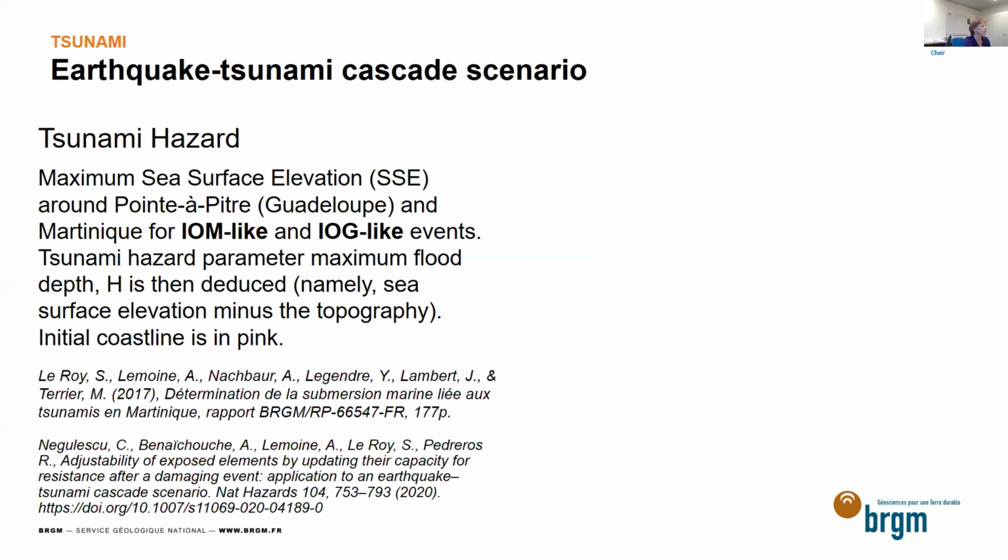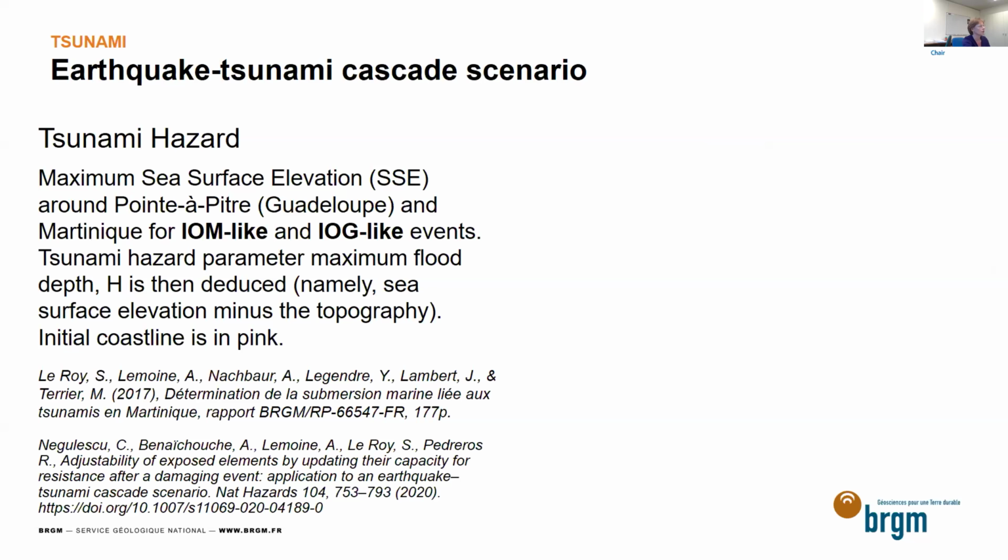For the tsunami hazard, our colleagues who are working on generation and propagation of tsunami provided us the maximum sea surface elevation around Pointe-à-Pitre in Guadeloupe for both events. And for the tsunami hazard parameter, we use the maximum flood depth. In order to have this parameter, we take the surface elevation minus the topography. Now here we have the pink line that is related to the hazard parameter for both earthquakes.